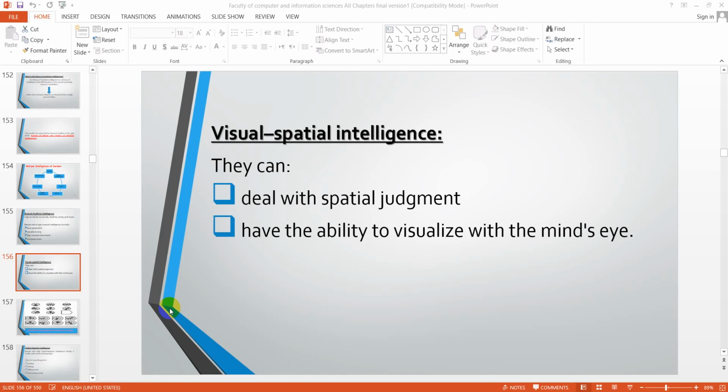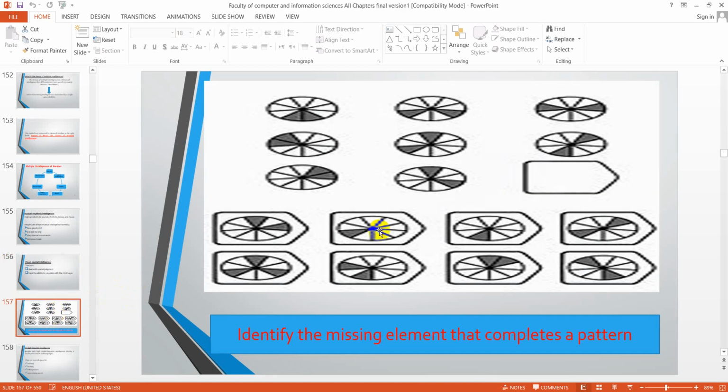Now, what about visual spatial intelligence? If we would like to define it in simple words, we can say that people who are characterized by visual spatial intelligence can deal with spatial judgments, and they have the ability to visualize with their mind's eye. Look at this figure and try to assess your visual spatial intelligence.